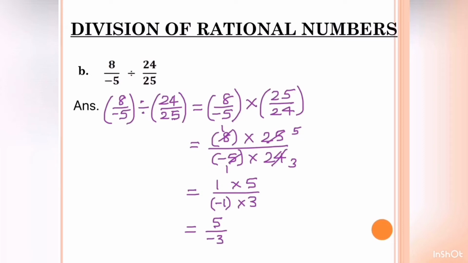5 by minus 3 is a negative rational number since the numerator and denominator have opposite signs. So this expression is equal to minus 5 by 3. This is the answer.